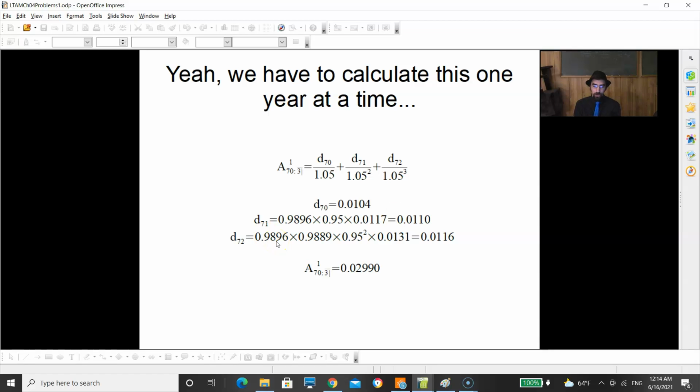And then for D72, you just multiply 1 minus Q70 times 1 minus Q71, right? So that's what these get you. And then times 0.95 squared times Q72 from the table. Crunch your numbers together and you get the answer. Multiply by 1,000, you get that it should be $29.90.